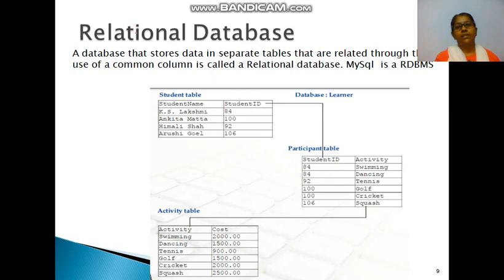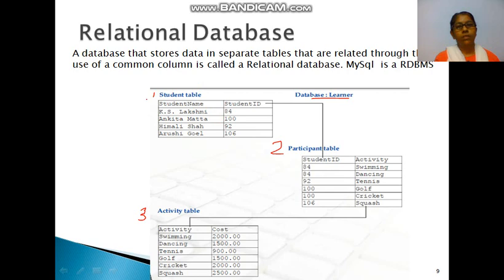Now let's discuss. I explained MySQL as a relational database management system, RDBMS. What is this relational? Within the database, there may be more than one table. So look at this example. In this database learner, we have one student table, two participant table, and three activity table. So these three tables are connected. There is some relationship between these three tables.